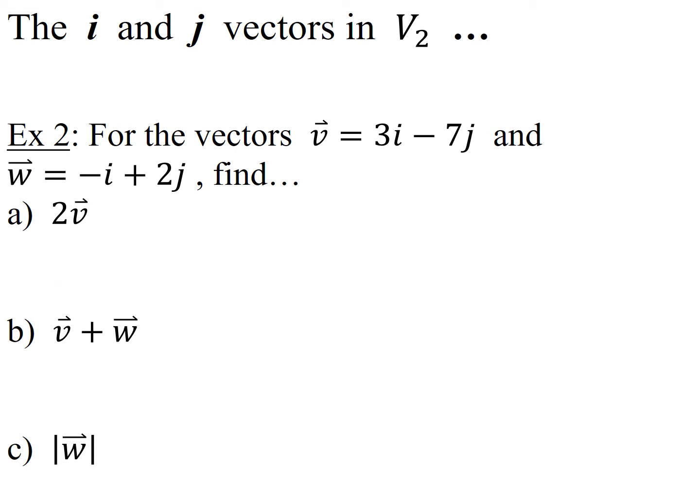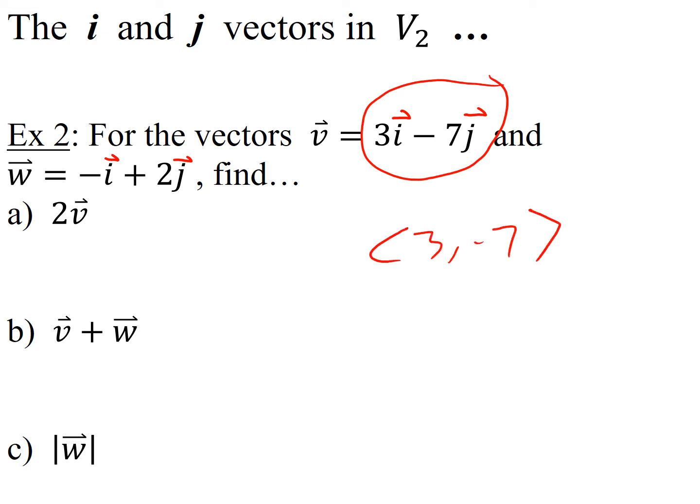Okay, I have this quick example here. So I'm giving you the vectors written in terms of the i and j vectors. Looks like we have a small typo here. I should have put this i and j in bold. Let me just put arrows here. But anyway, I have vector v and vector w, and I'm asking you to find these other things. Please understand, this vector is the same exact vector as the vector 3, -7. Okay, 3i means 3 for the x component, -7j means -7 for the y component.